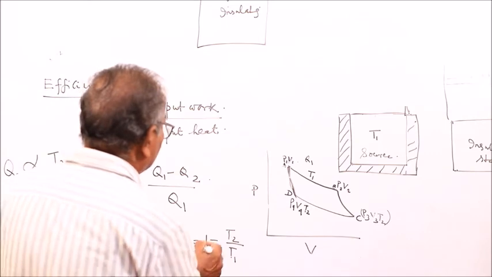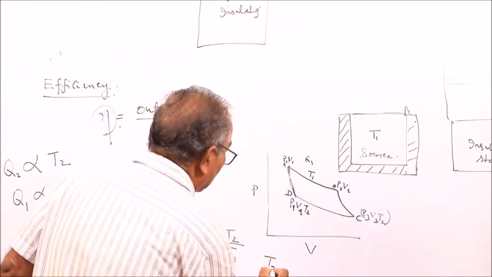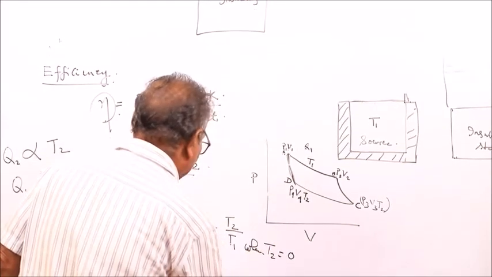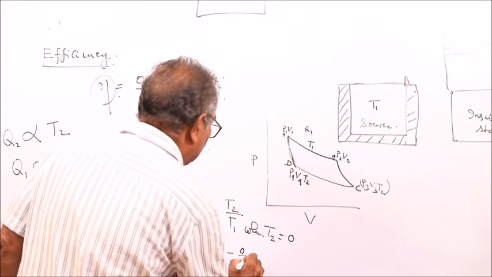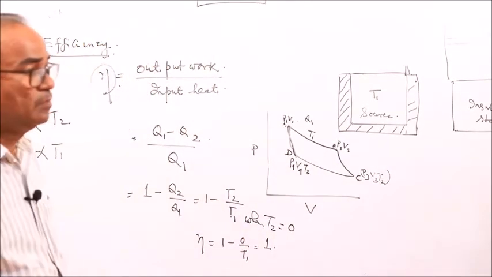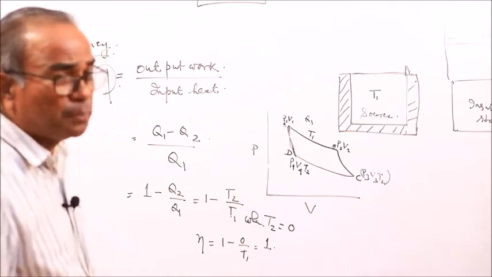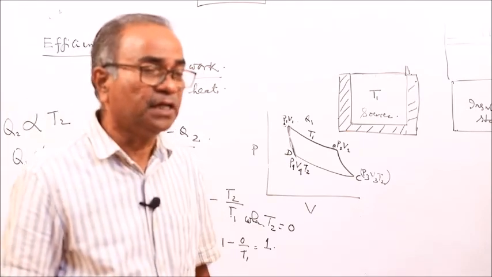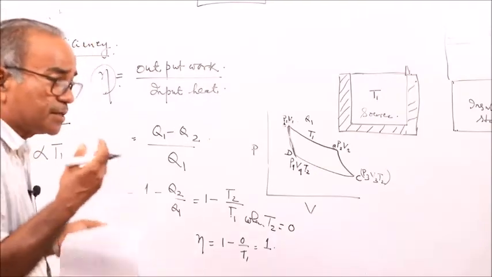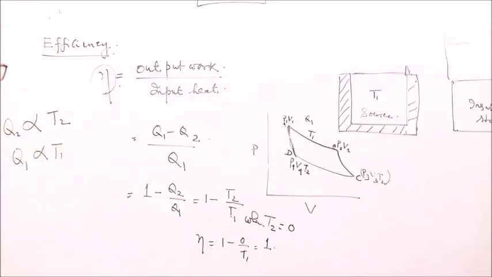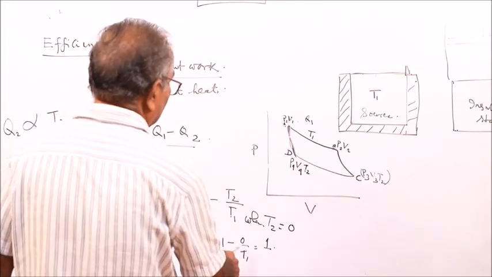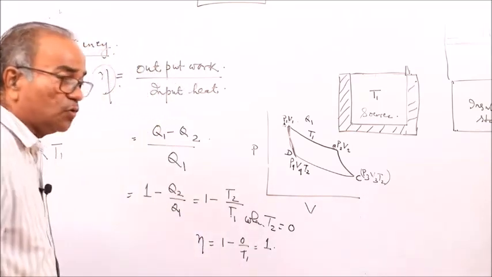When T2 is 0, efficiency will be 1 minus 0 by T1, which is 1. T2 equal to 0 means absolute zero. Absolute zero temperature has not been obtained; scientists have never obtained it. So you cannot construct a sink at absolute zero temperature. So efficiency cannot be equal to 1, it is always less than 1.